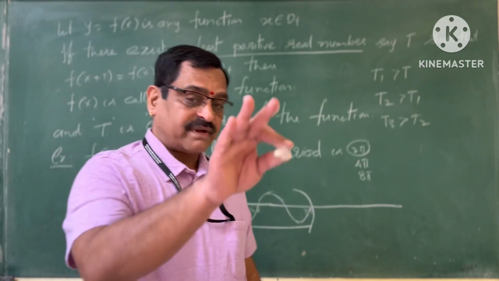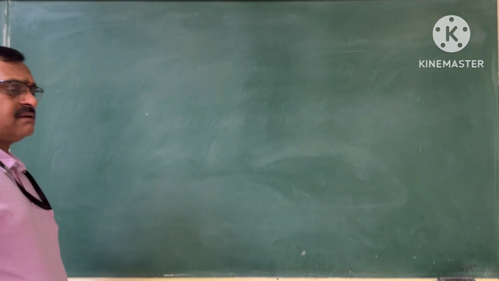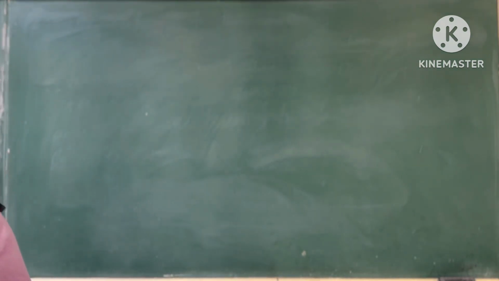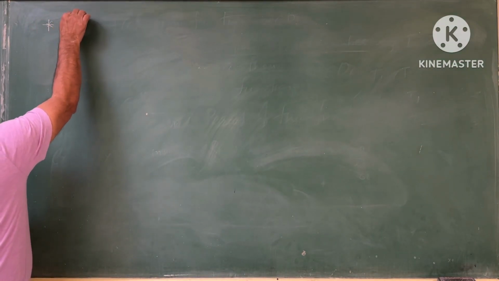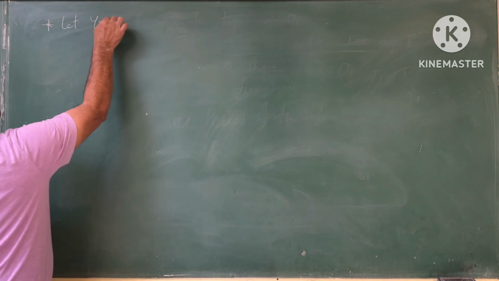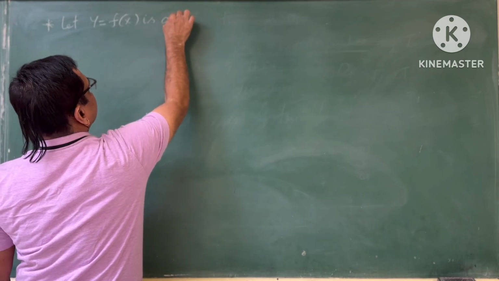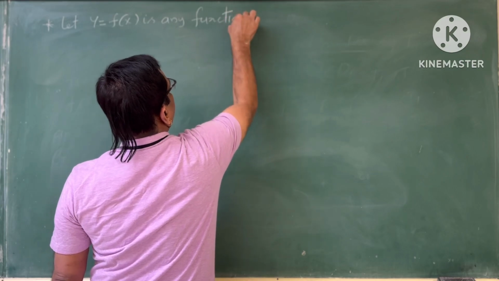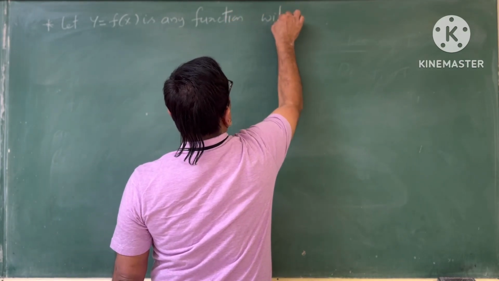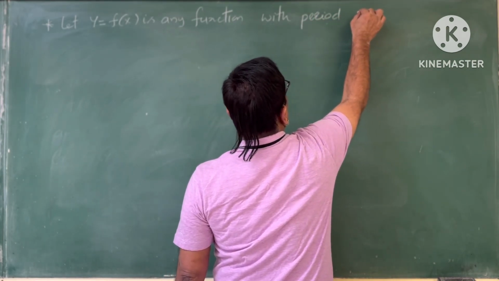And let us discuss some examples to find the period of a function. Number one, first point is, let y is equal to f of x be any function with period, as usual, I'll take T.